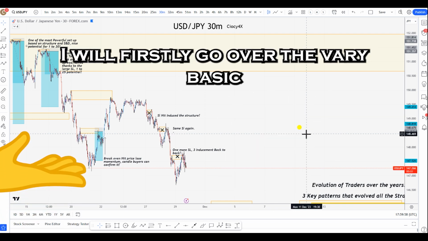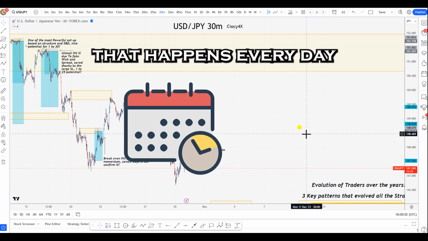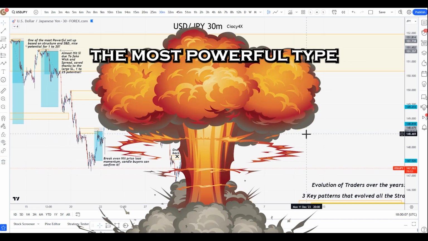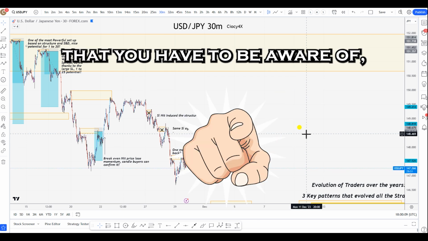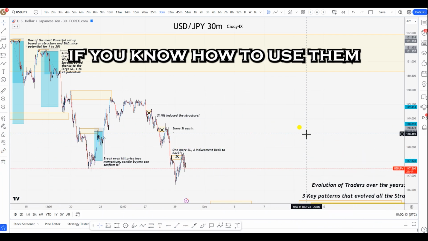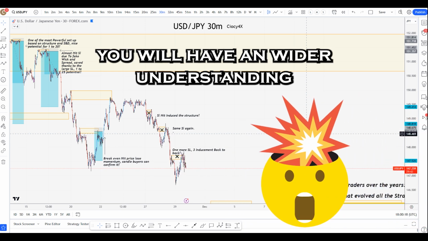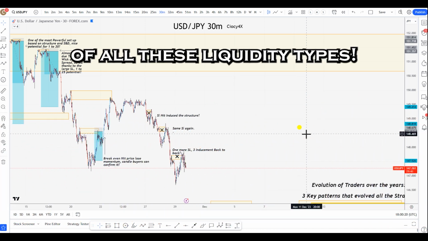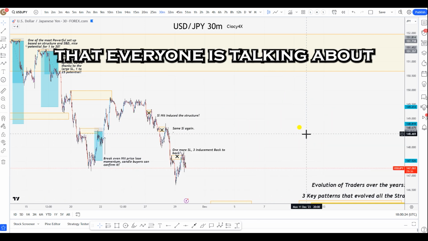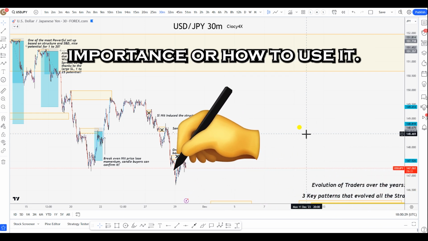I will firstly go over the very basic types of liquidity patterns that happen every day and every time in the market. Then I will show you the most powerful types of liquidity patterns that you have to be aware of, that can give you great returns if you know how to use them to your advantage. By the end of the video, trust me, you will have a wider understanding of all these liquidity types. As a bonus, I will also introduce you to a new emerging type of liquidity that everyone is talking about, but not many have understood the importance of or how to use it.